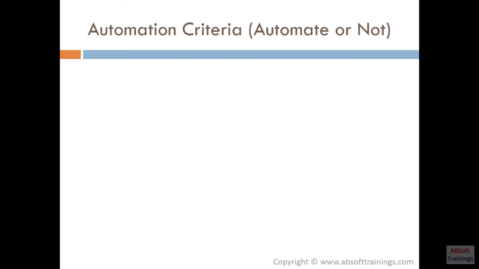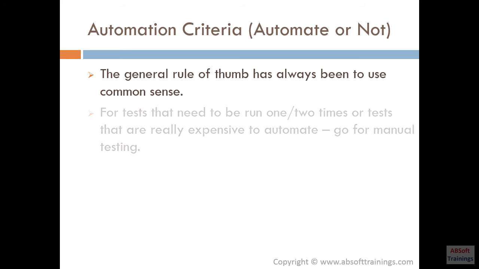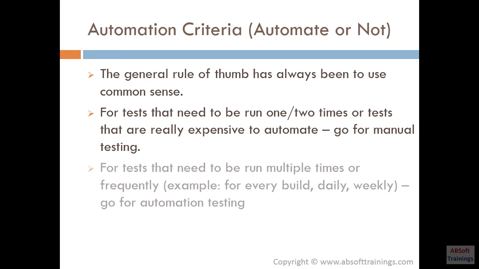Now, let's look at automation criteria. You have a test case, whether to automate it or not. The general rule of thumb has always been to use common sense. For tests that need to be run 1 or 2 times, or tests that are really expensive to automate, go for manual testing. For tests that need to be run multiple times or frequently, for example for every build, daily, weekly, go for automation testing.